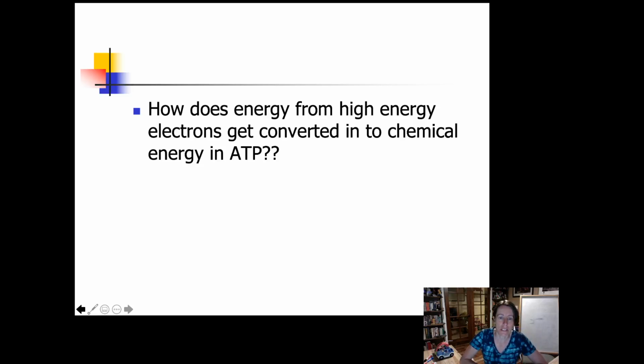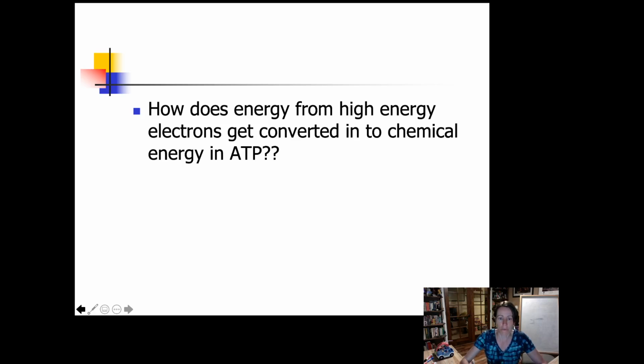Okay, time for the last chunk here. So if we remember, the whole point of doing cellular respiration is to actually harvest energy from glucose and then use that energy to create ATP. Making ATP is the whole point here, and we haven't made very much at all yet. So there's the question: how does the energy from the high energy electrons that we have harvested so far from glucose get converted into the chemical energy in ATP?